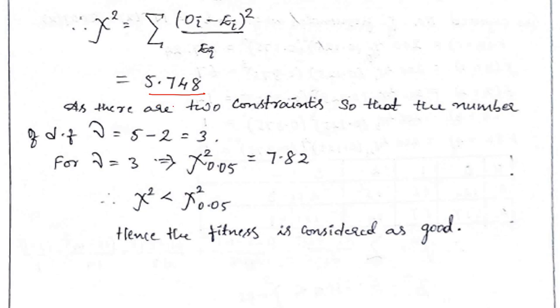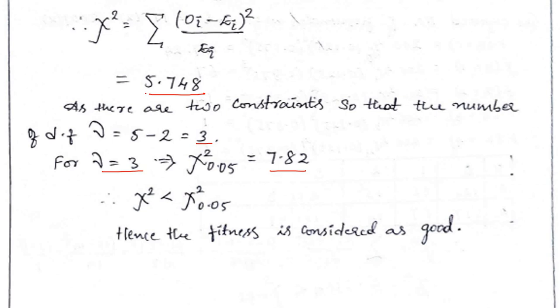As there are two constraints, the number of degrees of freedom, nu, is nothing but 5 minus 2. As we put two constraints for two values, that's why I am subtracting the number of values by 2. I am going to get a degree of freedom as 3. So for nu equal to 3, at 5% level, you should look at the chi-square distribution table. By looking at the table, we come to know the 5% level value is 7.82.